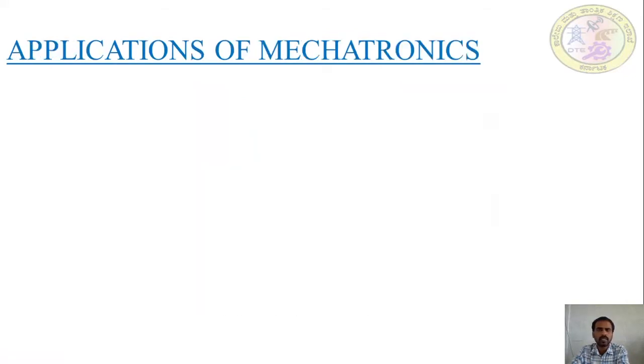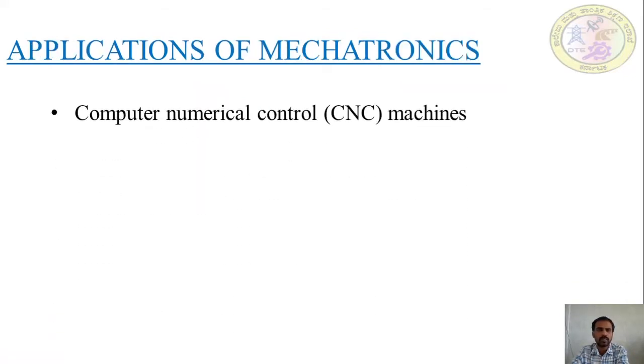We will see some of the applications of mechatronic systems. So first is the computer numerical controls, that is CNC machines, where a computer has been employed for the controlling of the movement of the tool and the work table, or the changing of the tool. So everything will be controlled automatically here.